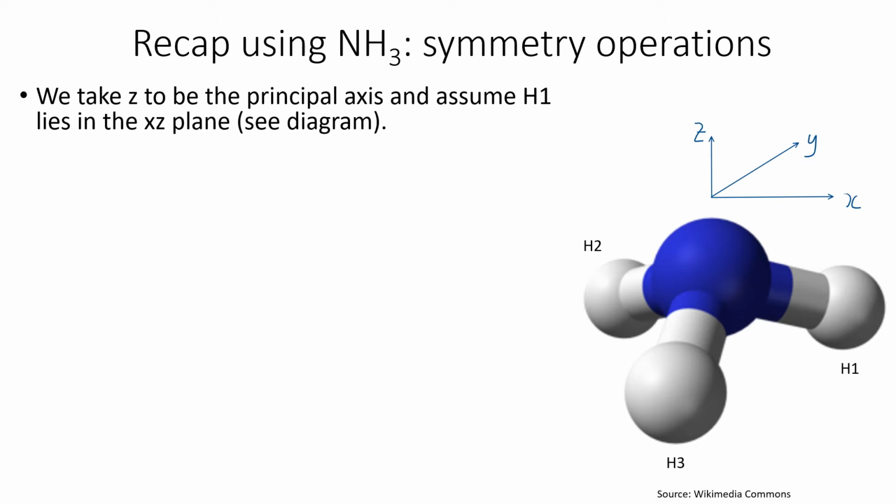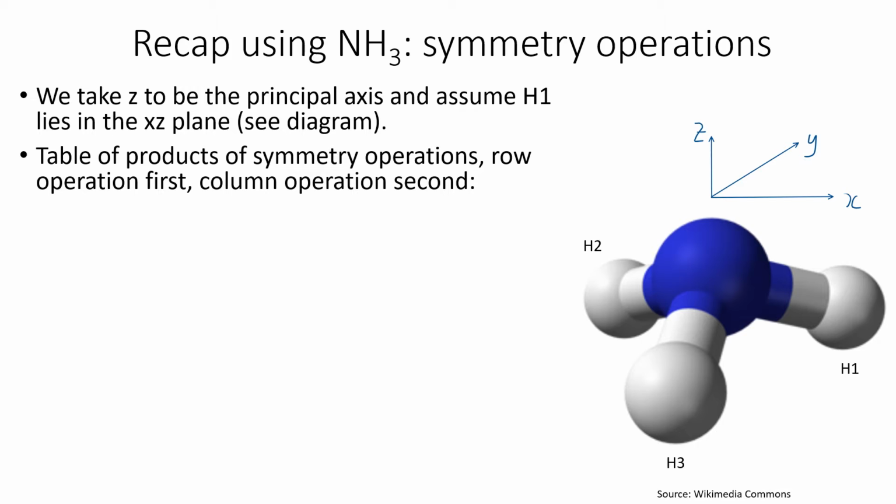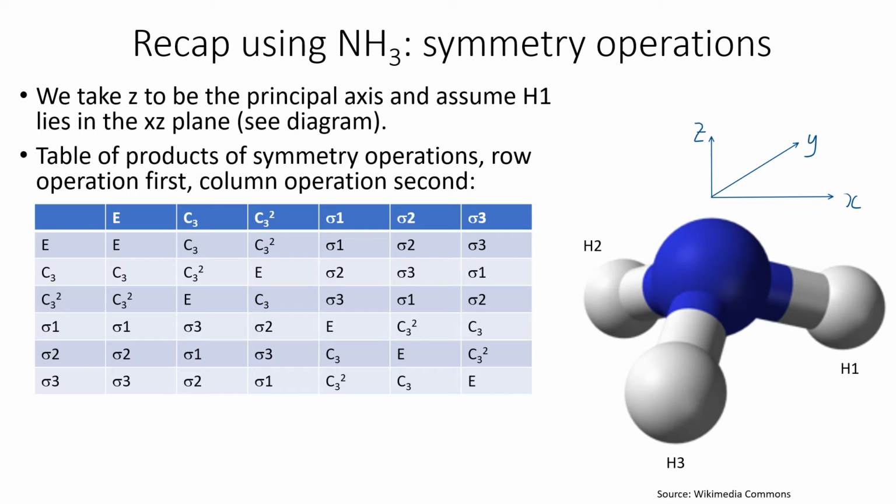And so let's define the x-axis. So the hydrogen atom is on the x-axis. So the hydrogen-nitrogen bond will be in the xz plane. Right, so what we'll do is we'll consider the different symmetry operations, and we're going to plot them in a table where we do the row operation first and the column operation second.